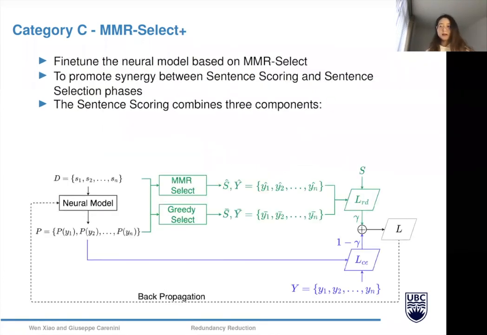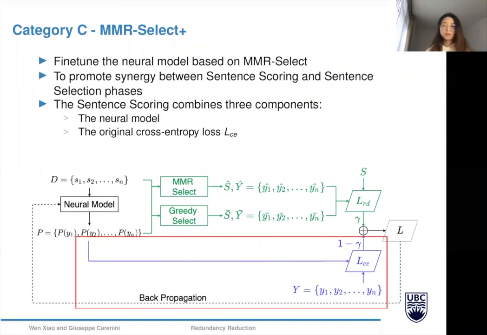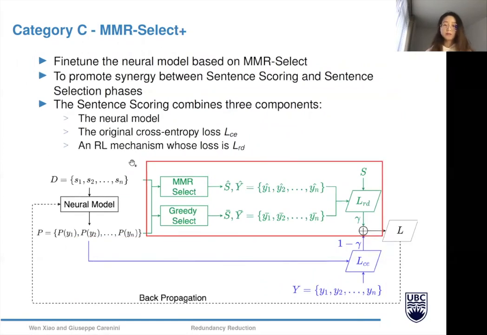Based on MMR Select, we propose another method, MMR Select Plus, which is to promote synergy between the sentence scoring and sentence selection phases. In addition to using MMR Select in the sentence selection phase, we also fine-tune the trained neural model in the sentence scoring phase. It combines three components: the neural model, the original cross-entropy loss, and the new RL mechanism whose loss is LRD.